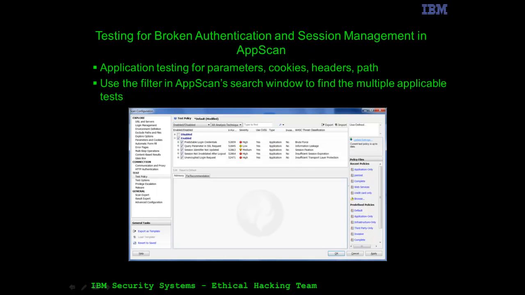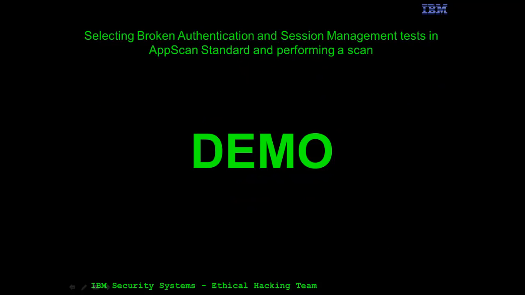Testing for broken authentication and session management in AppScan. The AppScan test policy includes a variety of ways to test for broken authentication and session management. You can use the search dialog in the test policy window to search for specific tests or variants and then enable or disable them as desired. You can set AppScan Standard to use only these tests with the following instructions.